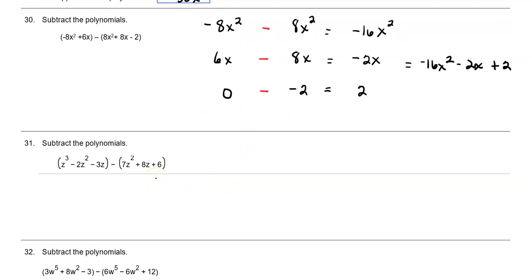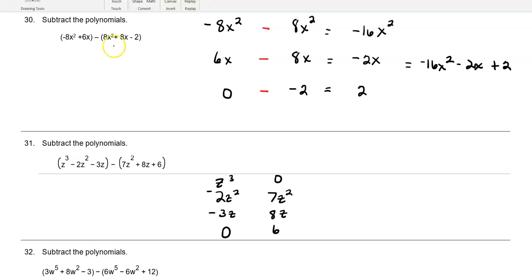And we'll do the same for the next example. We have z to the third minus 2z squared minus 3z. For the next polynomial, I will line up my positive 7z squared with my negative 2z squared, the positive 8z with a negative 3z, and I have a positive 6 here. So for the z to the third, I'll place a 0 to represent that missing like term, and down at the bottom here, I'll place a 0 in order to represent there's no like term for that positive 6.